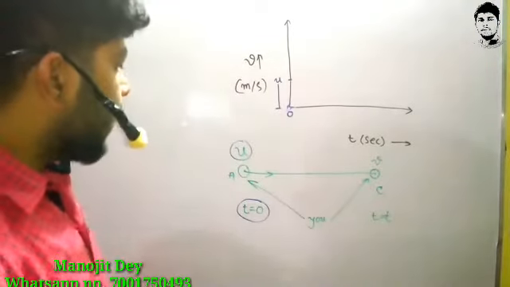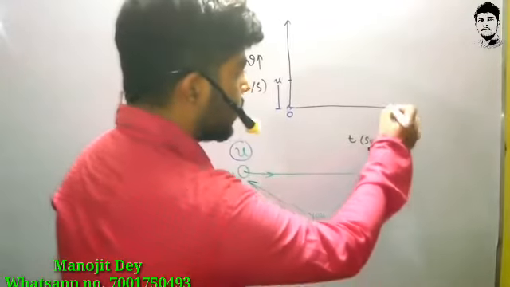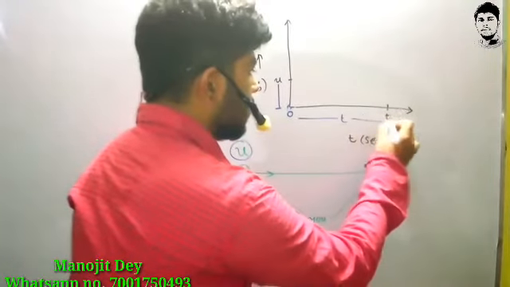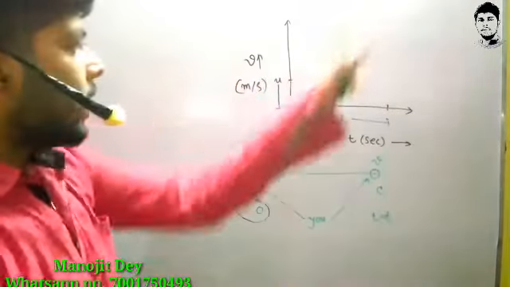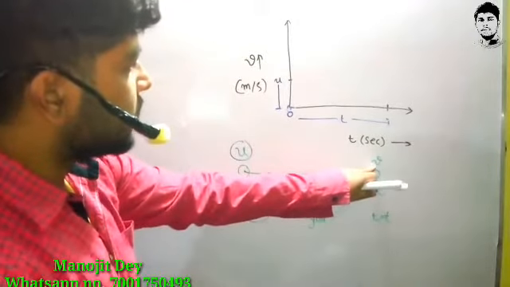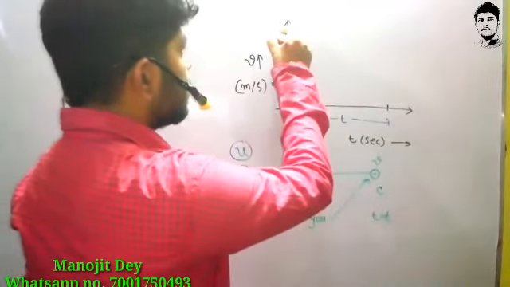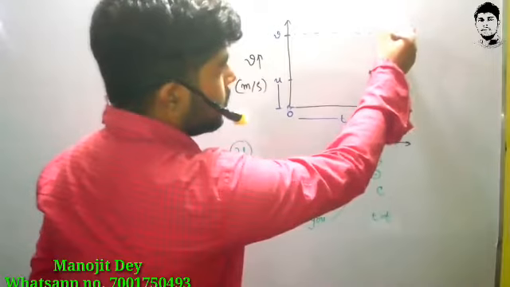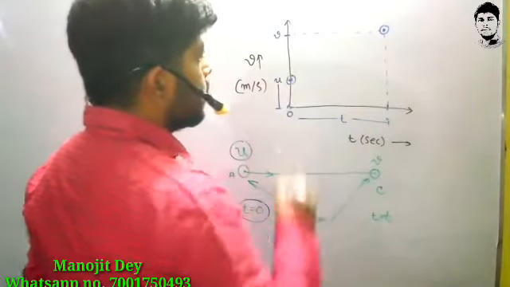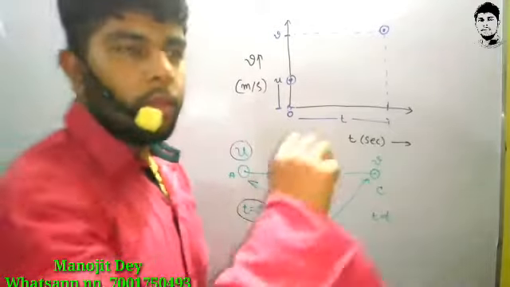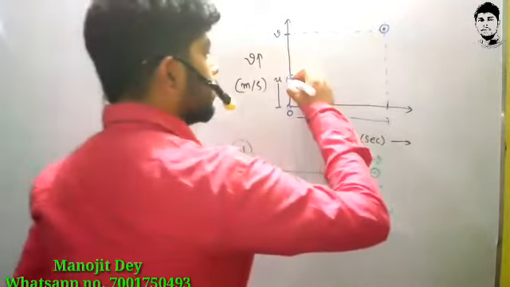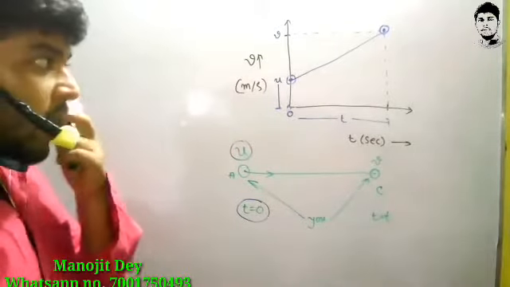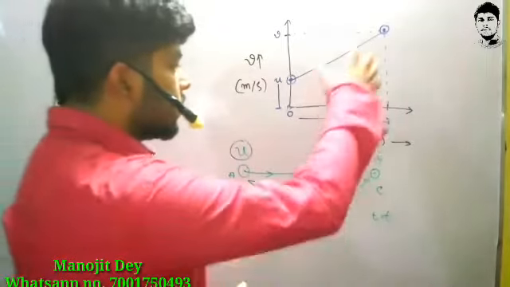The second point we get is at time equals t. We can consider that this point is t, that means this distance is t, and at that point the velocity is v. So this will be the second point and this will be the first point. Now we have to draw the line from this point to this point. This will be a straight line, and the graph looks like this.